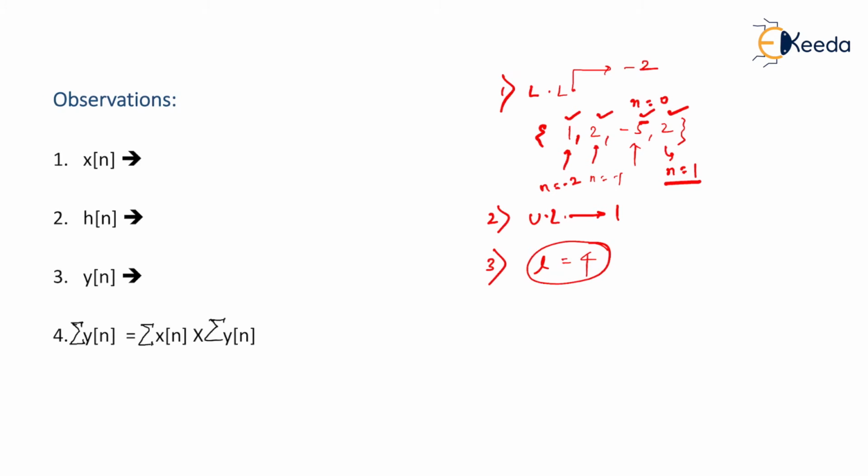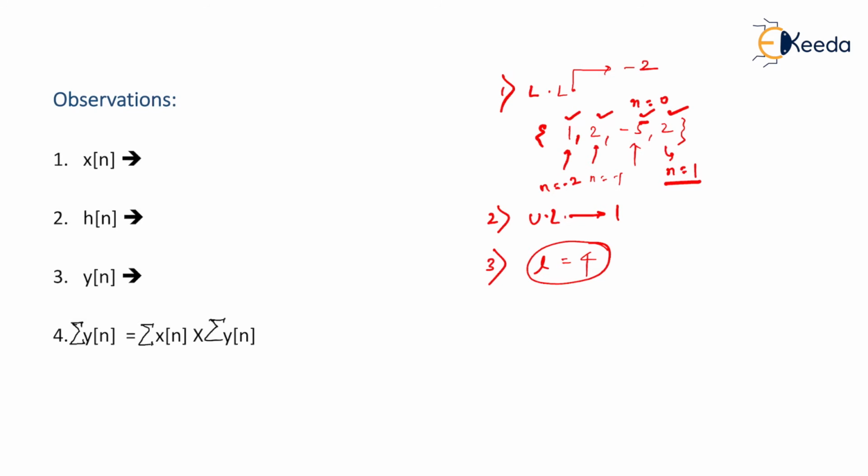Simple. So lower limit is the nth position where your sequence started. Upper limit is the nth position where the sequence has ended, and length of sequence means the total number of elements inside the given sequence. For x of n, we are going to see lower limit, upper limit, and length. Not only for x of n, we are going to observe it for x of n, h of n, and y of n, and then we will come to a common conclusion. Let us begin.